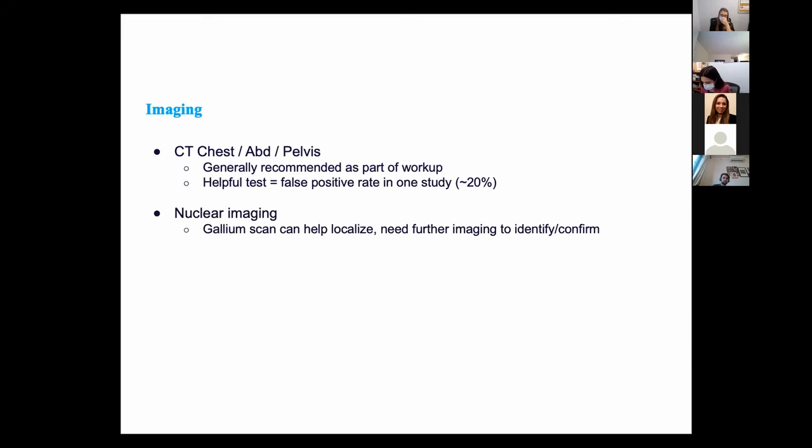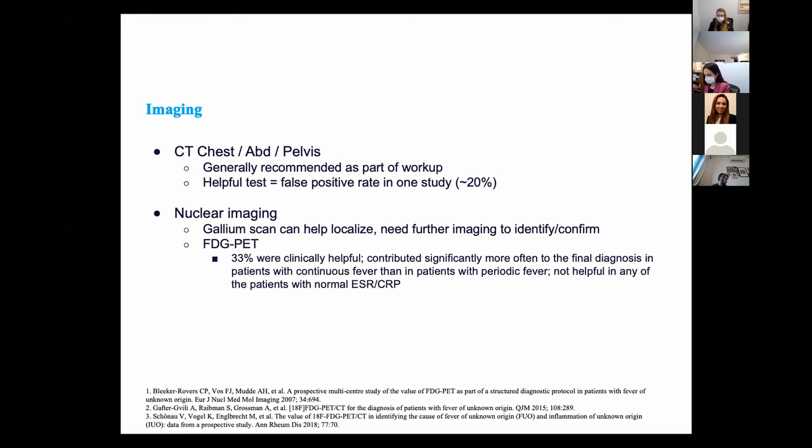Nuclear imaging, something we use fairly often in terms of FUO, like a gallium scan. The gallium will help you localize a source of infection, but you need specific imaging to identify exactly what's going on in that area afterwards. PET scans, other countries use them more often than we do. It's impossible to get a PET scan inpatient here. But there's fairly good data that says that they are helpful in terms of FUO. In some studies, in 33% of cases, they were clinically helpful.